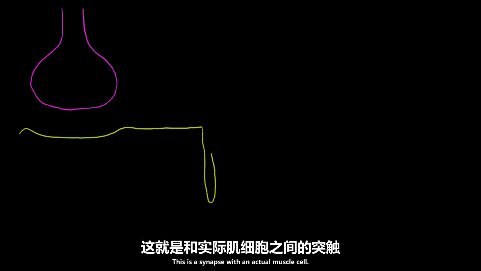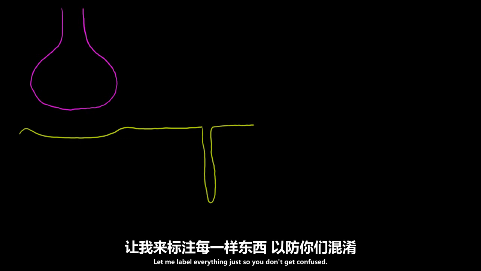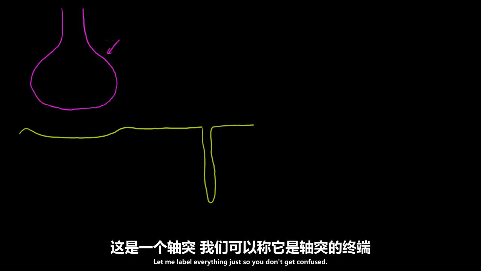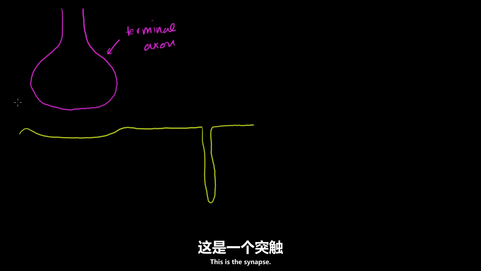Let me draw the terminal junction of an axon right here. Instead of having a synapse with a dendrite of another neuron, it's going to have a synapse with an actual muscle cell. So this is its synapse with the actual muscle cell right here. I could do it just like that, and you'll see what this is in a second. So let me label everything just so you don't get confused. This is the axon. We could call it the terminal end of an axon. Terminal axon. This is the synapse.